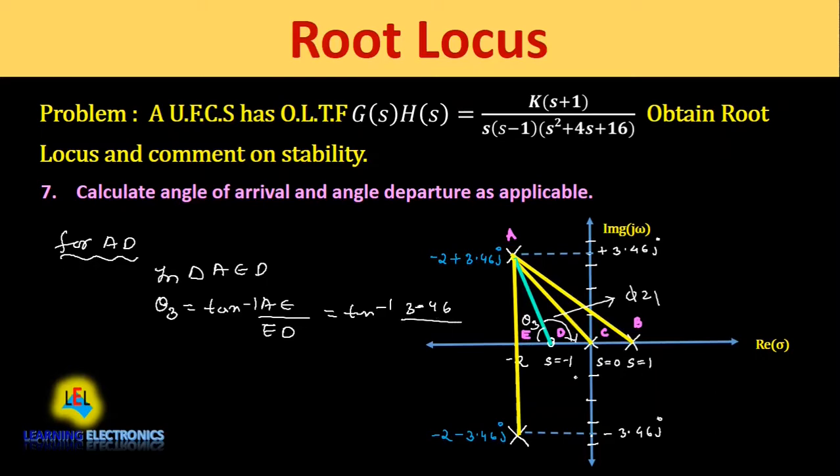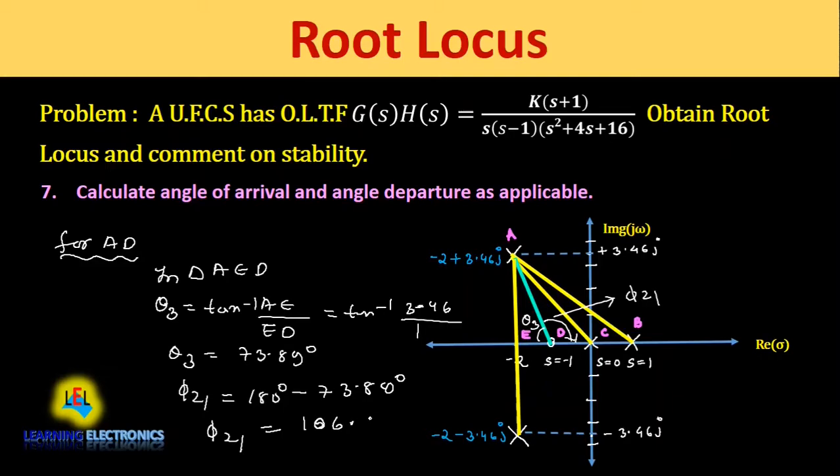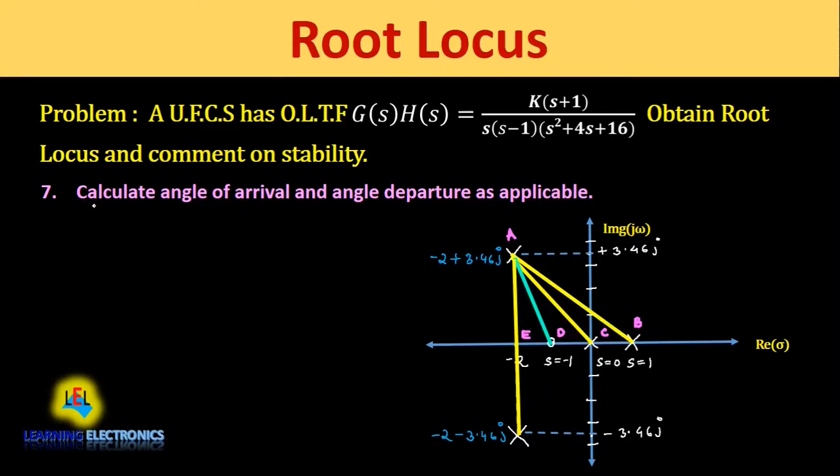So from here we will get tan inverse of AE, which is 3.46, divided by this base value, which is 1. So here we will write 1. So we will get tan inverse 3.46, and when we solve this, we get theta 3 equal to 73.89 degree. Now we have to find out phi Z1. Phi Z1 will be equal to 180 degree minus this theta 3, so minus 73.89 degree. When we solve this, we will get phi Z1 equal to 106.102 degree.